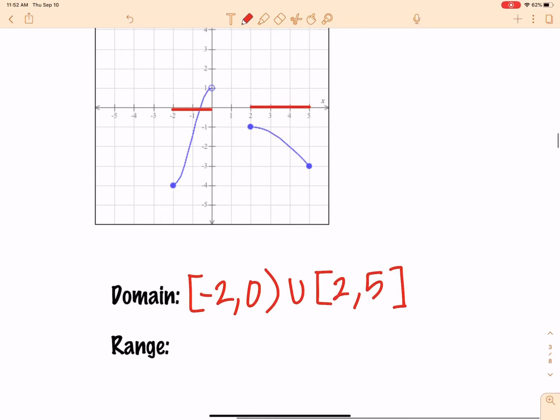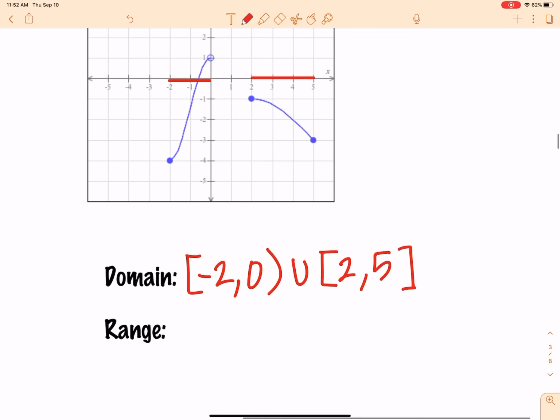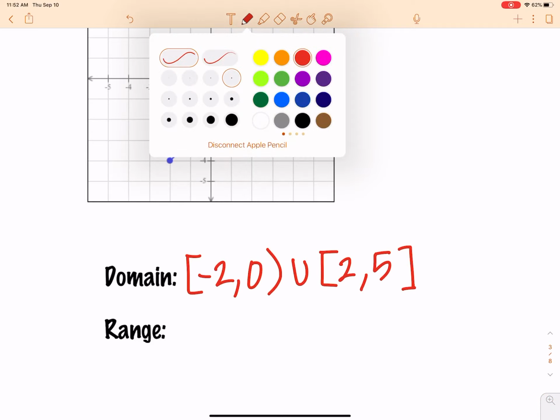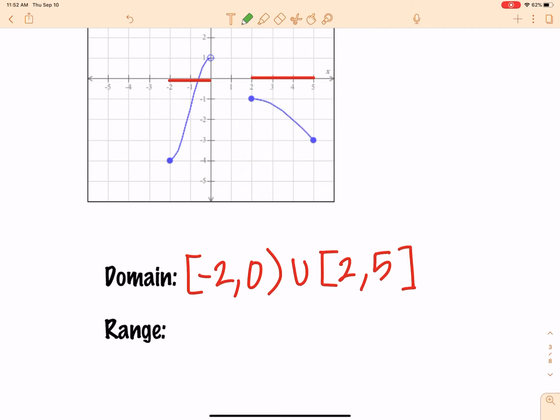So just because there's 2 lines doesn't necessarily mean we're going to have 2 domains and 2 ranges. If you see here, this line is kind of enveloped into this line if we're looking at range, because the lowest point is -4, and it actually hits all the points all the way up to 1. So there's actually no jump. There was only a jump side to side. There wasn't a jump going top to bottom.